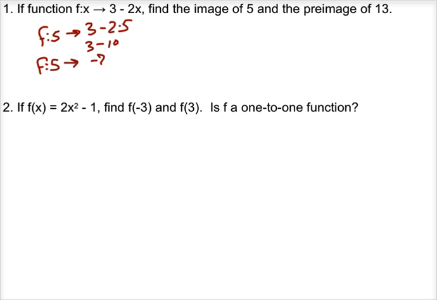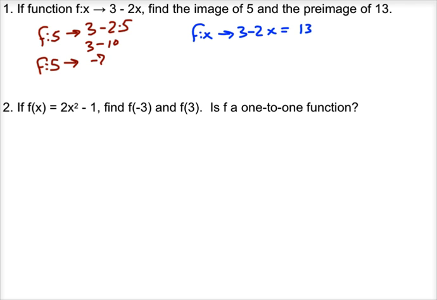So if I start at 5, I should end up at -7. So the image for 5 is -7. Over on the right does the same problem, but in reverse. So it's really saying, what value should I substitute in so that when I substitute in 3 minus 2x, I actually end up getting a value of 13.